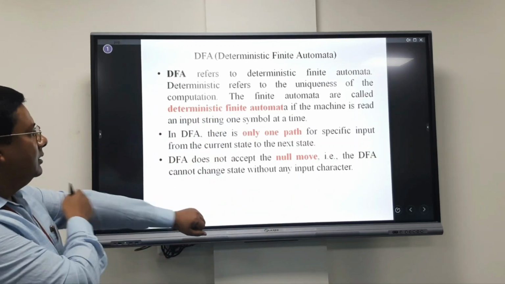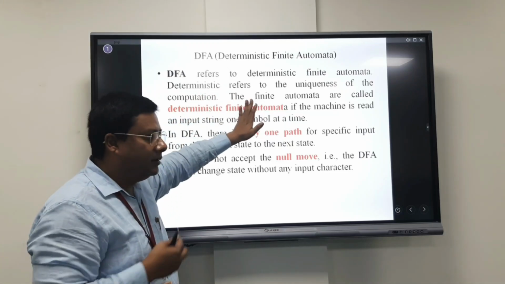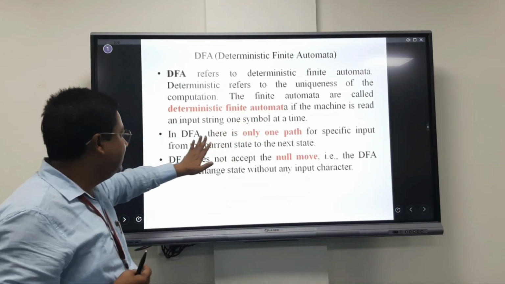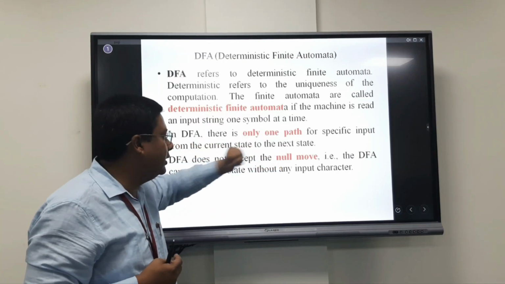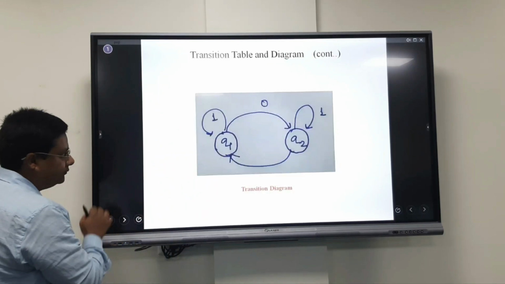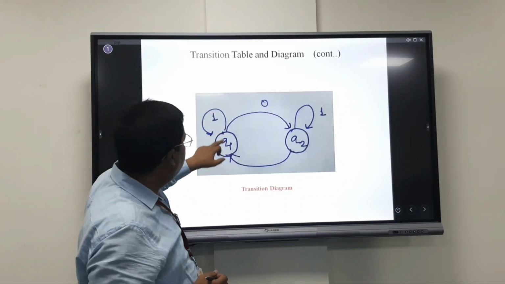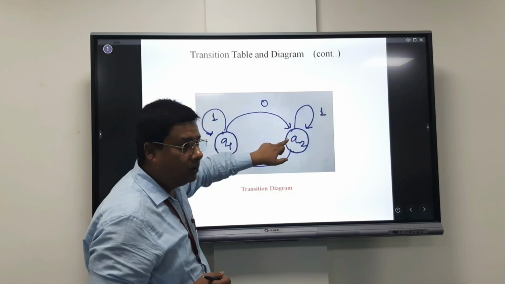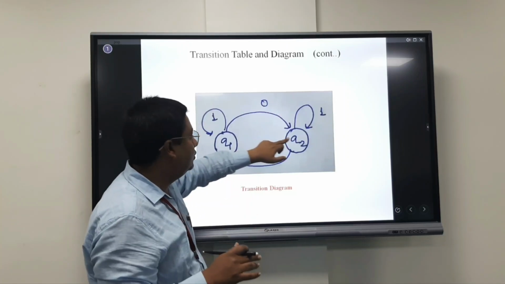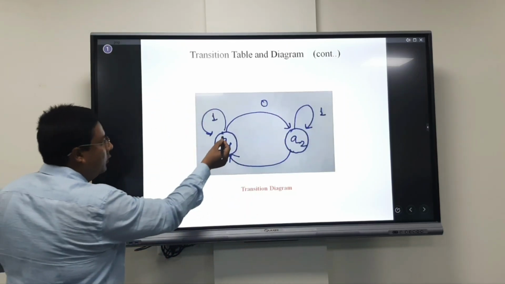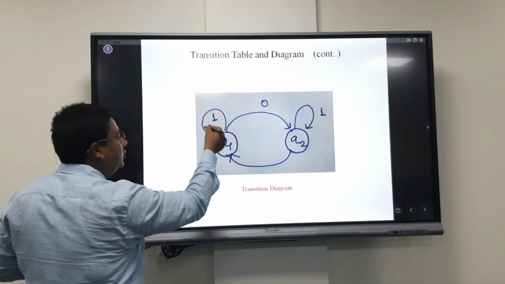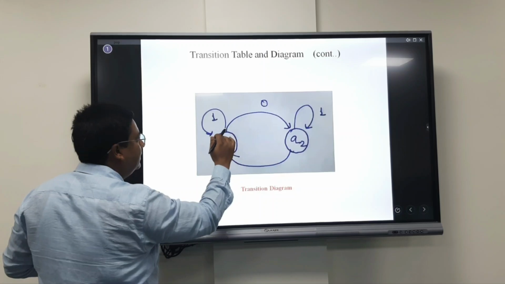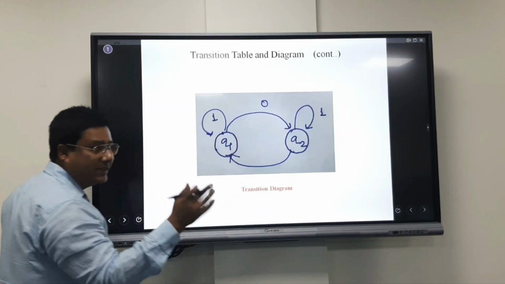What does this mean? This shows uniqueness. One state is defined, and for an input it goes to the next state, and this is the only path. What is the meaning of one path? See, at Q1, getting 0 goes only to Q2, not anywhere other than Q2. At Q1, getting 1 comes back to Q1, not to Q2. That means multiple paths are not available for the same input.